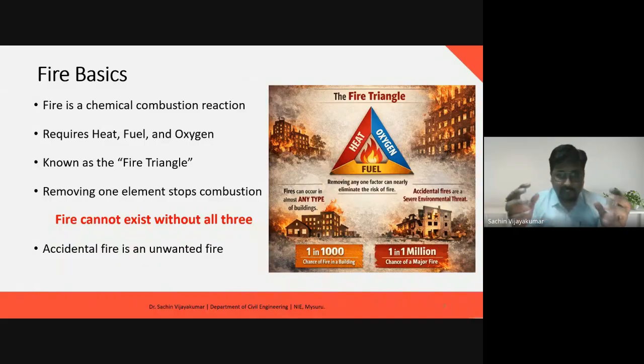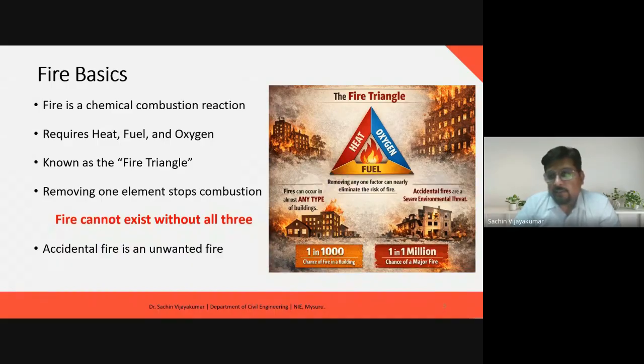Or if you reduce the oxygen content around a fuel or around a heat, then this fire is not going to be there. So basically, what is fire? Fire is a chemical reaction between the fuel, oxygen, and the specific heat of that material that is going to reach in a short time around that material. So this is well known as the fire triangle.